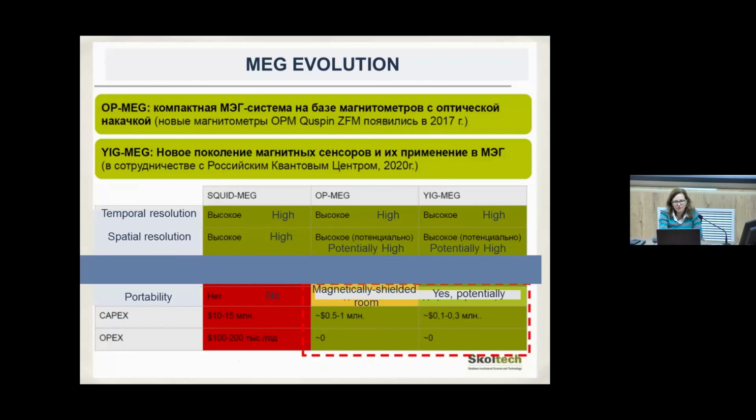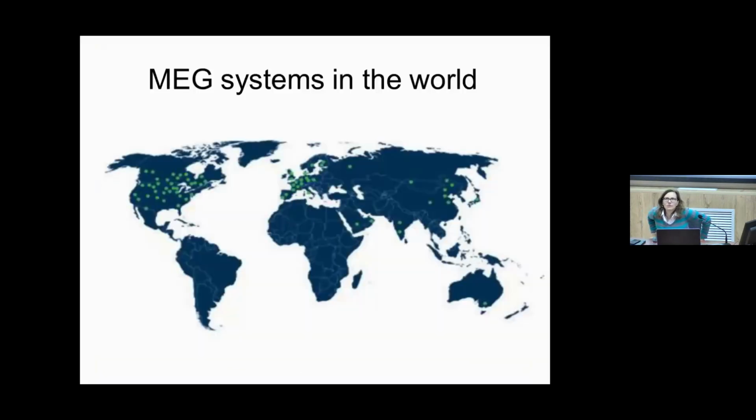So that is about the MEG evolution here. Traditional squid MEG has high temporal resolution, high spatial resolution, but it doesn't have portability and it costs a lot. Optically pumped MEG also has high spatial and temporal resolution, but it needs magnetically shielded rooms, though it doesn't need a lot of operational expenses because it doesn't need helium and so forth. And the new devices can even be moved out of the magnetically shielded room, but they have to be more tested, but they have such a great signal to noise ratio that I think it can even overcome this. That's how they actually advertise this.